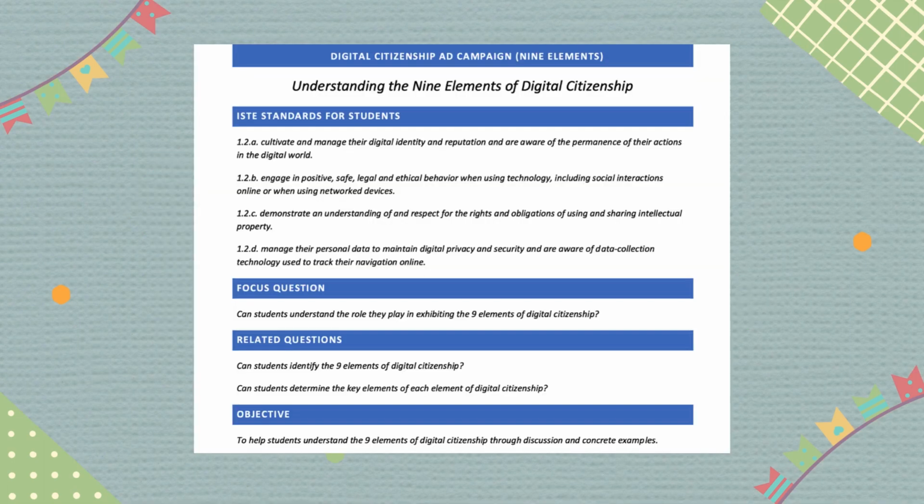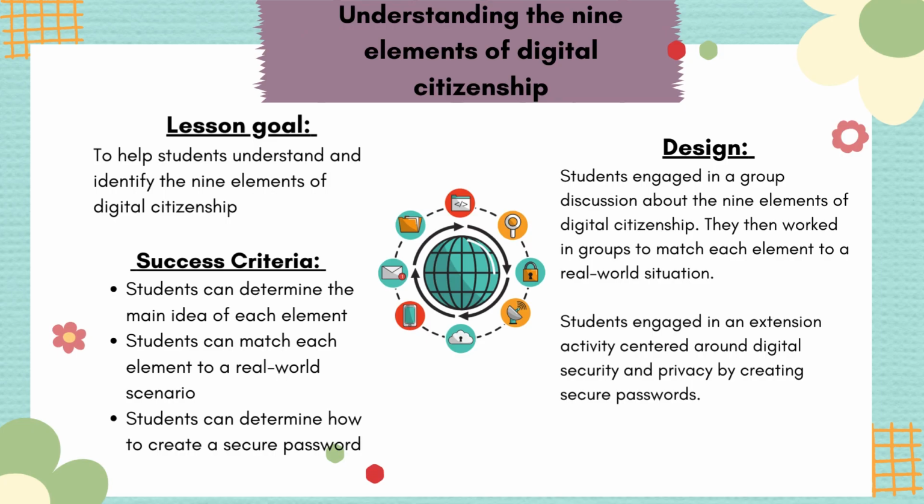My first lesson was titled Understanding the 9 Elements of Digital Citizenship, and the objective was to help students understand the 9 elements of digital citizenship through discussion and concrete examples. The success criteria for this lesson was for students to determine the main idea of each element, for them to match each element to a real-world scenario, and most importantly, to have a focus on digital security and safety and how students can secure a password.